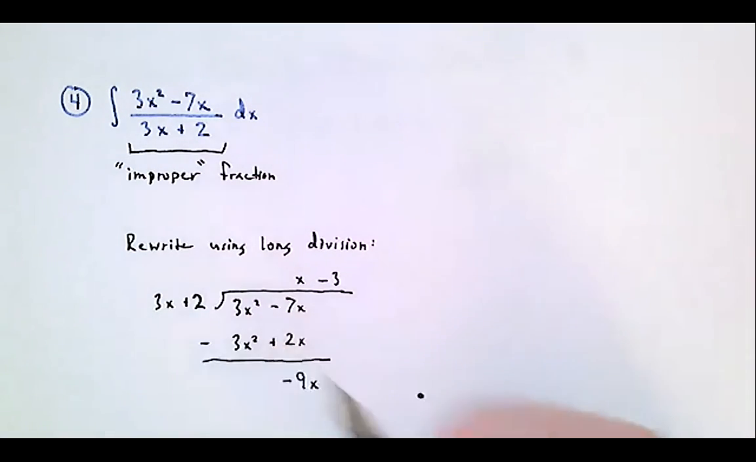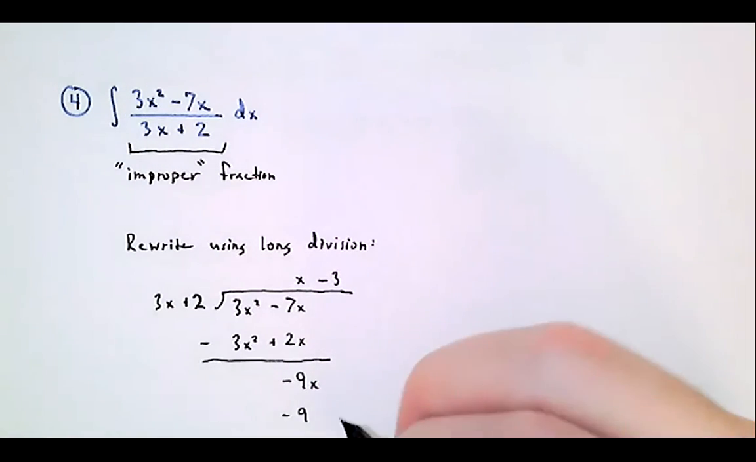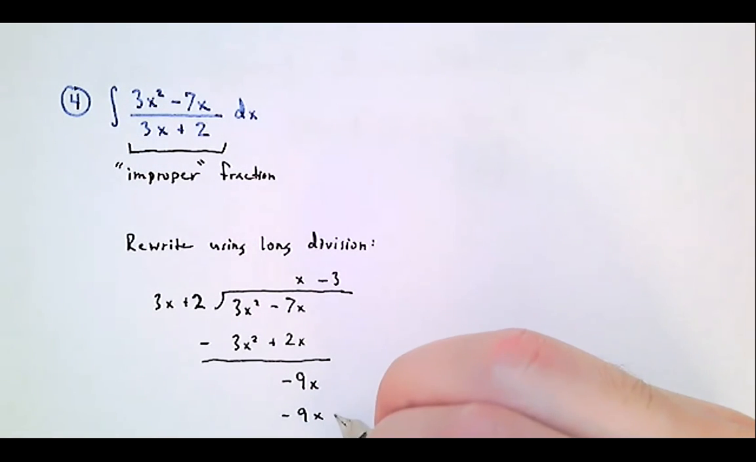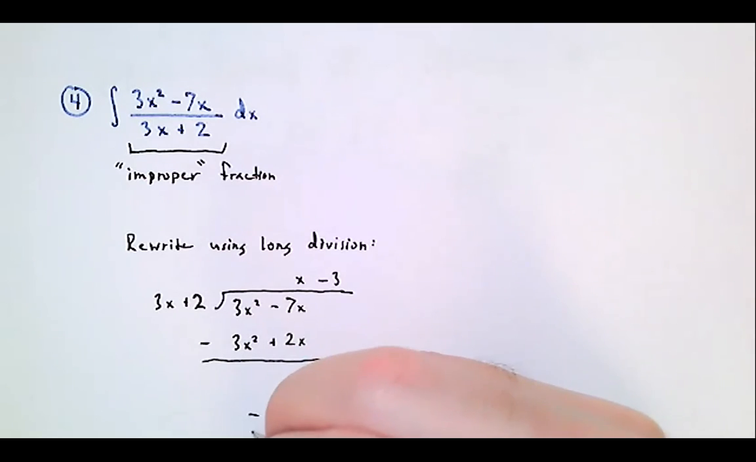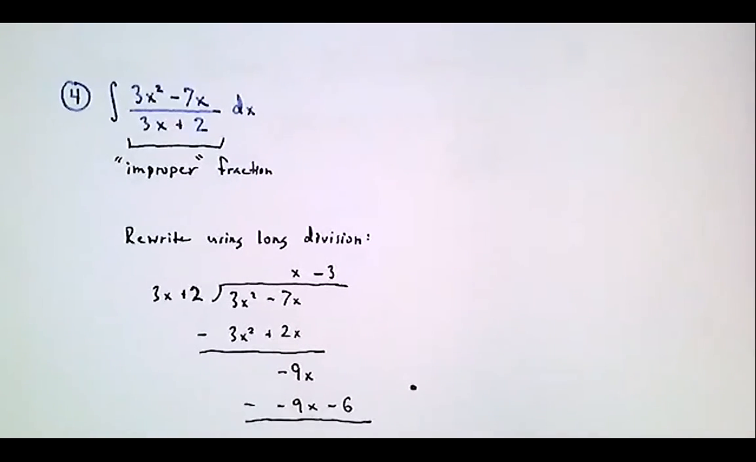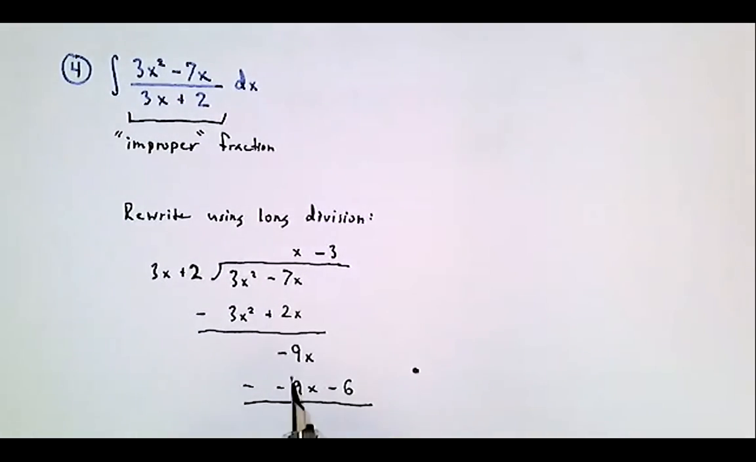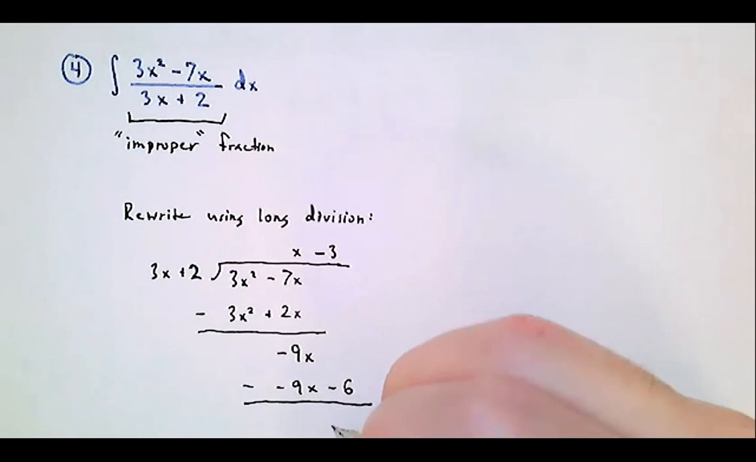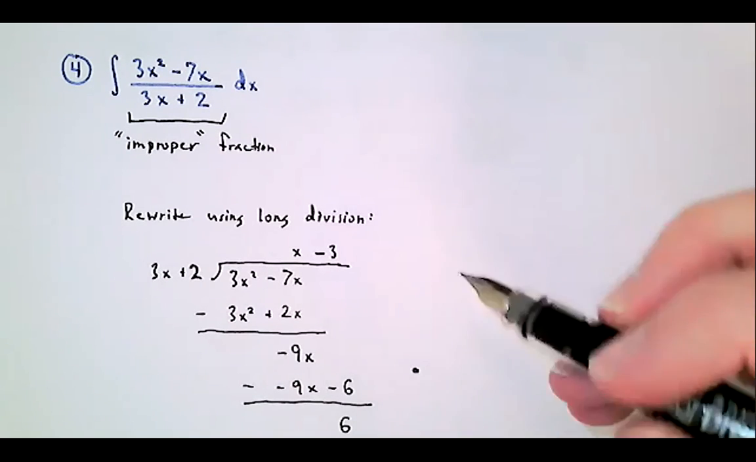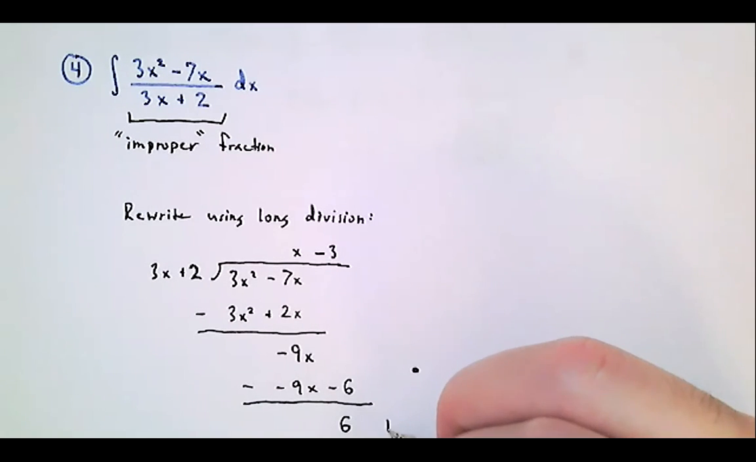Okay, so multiply through by minus 3, you get a minus 9x, minus 6. And subtract. You'll have to think about distributing through the minus sign as you subtract. The first terms will cancel, of course, and you'll be left with minus negative 6, or positive 6. Okay, so this is the remainder here.